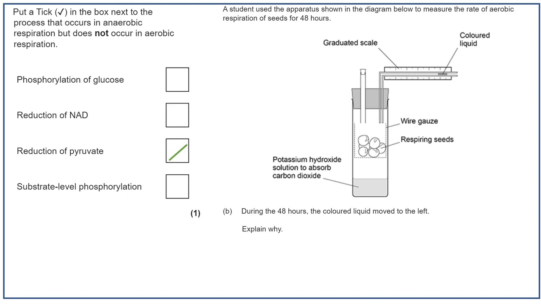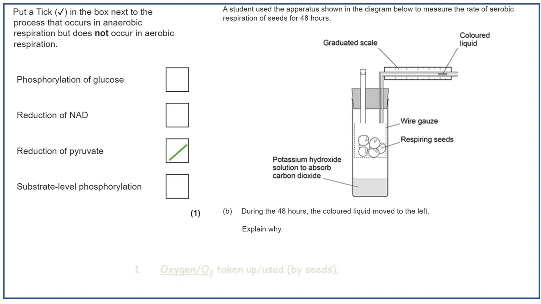A student used the apparatus shown in the diagram below to measure the rate of aerobic respiration of seeds for 48 hours. So you've got your respiring seeds here, wire gauze to hold the seeds, coloured liquid and potassium hydroxide to absorb the carbon dioxide. During the 48 hours, the coloured liquid moved to the left.